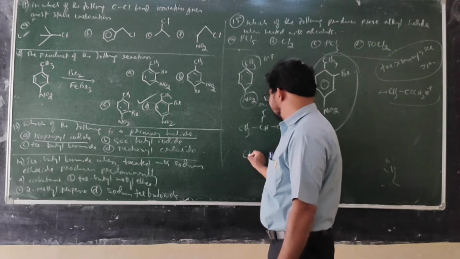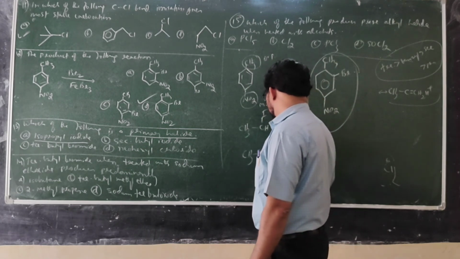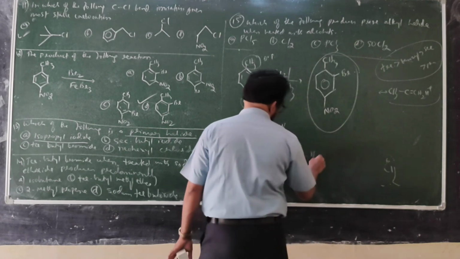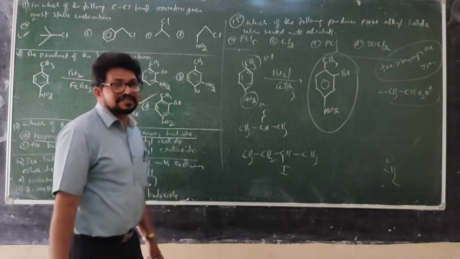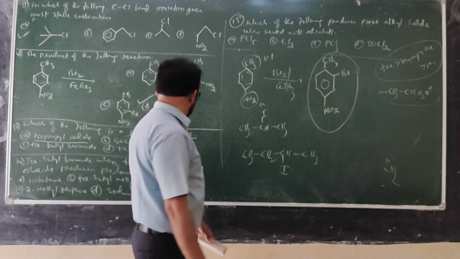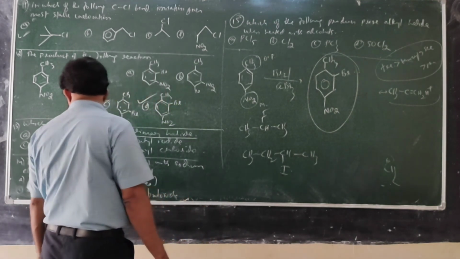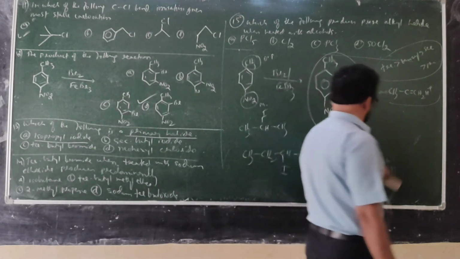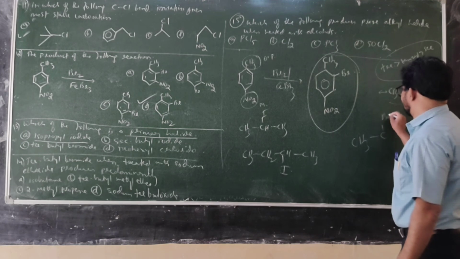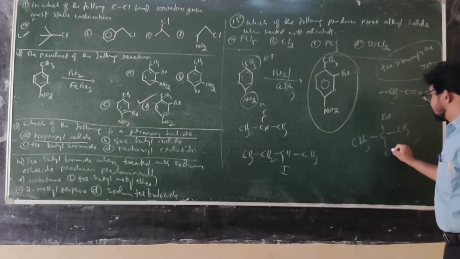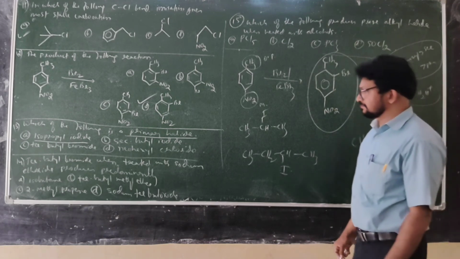Secondary butyl iodide. CH3, CH2, CH2, CH3. See this. This is secondary butyl iodide. Again it is secondary. Tertiary butyl bromide. See this CH3CBr. You are familiar with this compound. This is a tertiary halide.